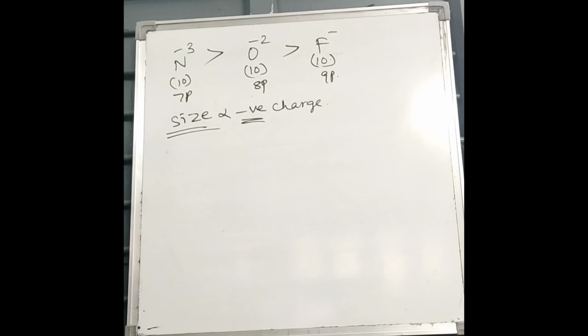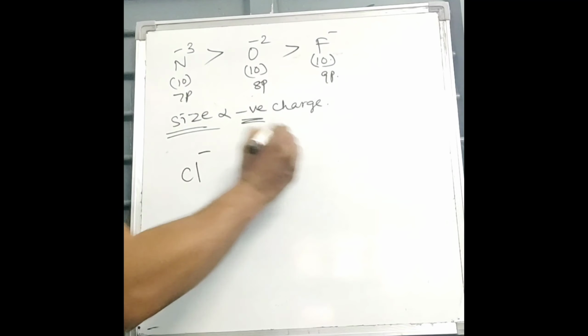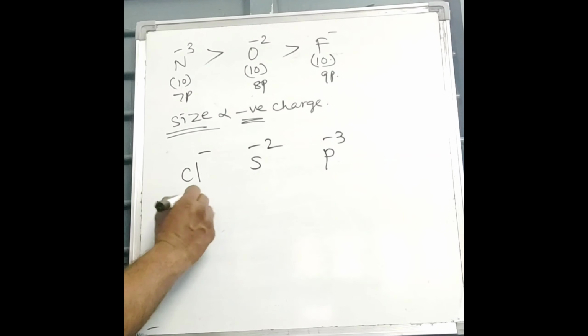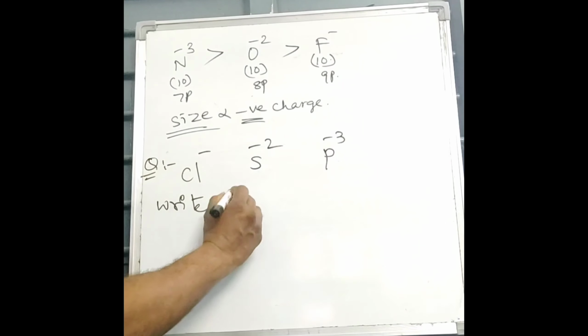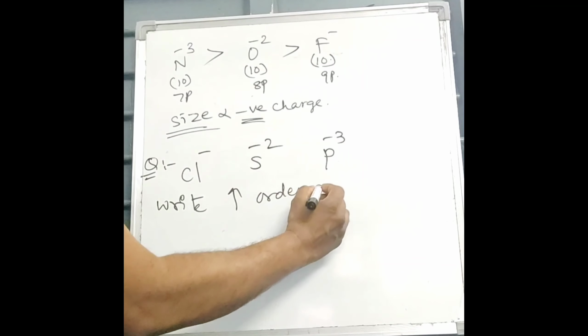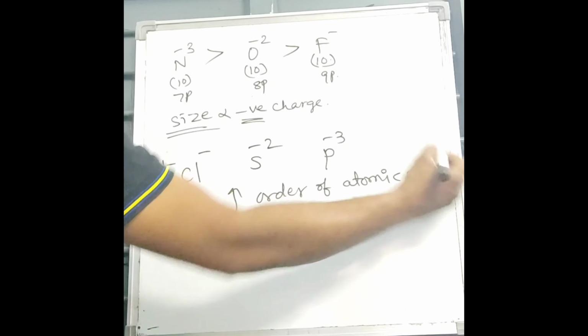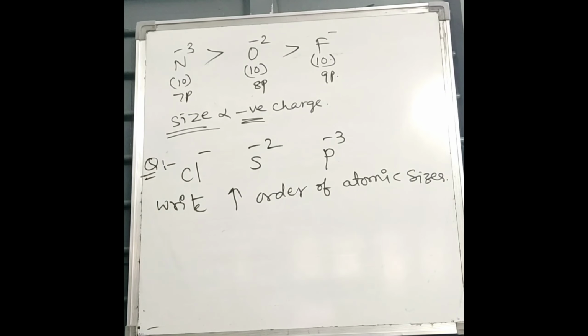I will ask you a question, comment below. What is the order of the following anions? Cl minus, S minus 2, P minus 3. Write the increasing order of atomic or ionic sizes. So this is the question. Students, after understanding this concept, comment the increasing order of sizes. Okay, thank you.